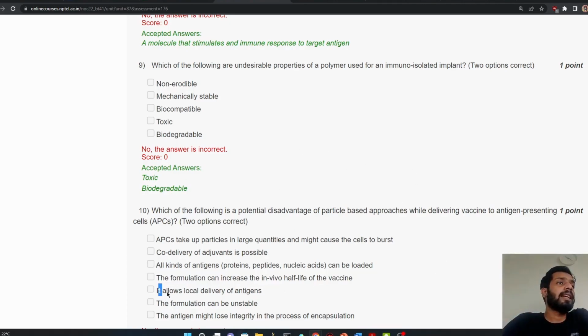Okay. It allows local delivery of antigens. True, right? So you can inject the particles to local systems. So if you want to inject it into the knee, you can. Not a disadvantage. The formulation can be unstable. Is that true?